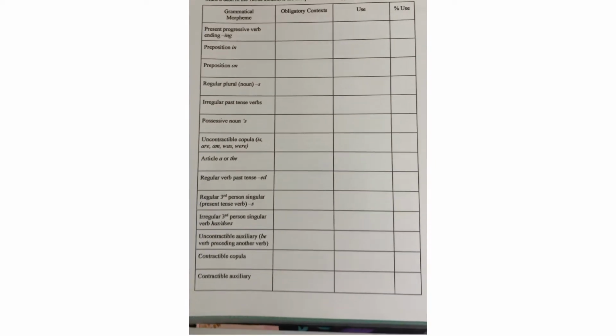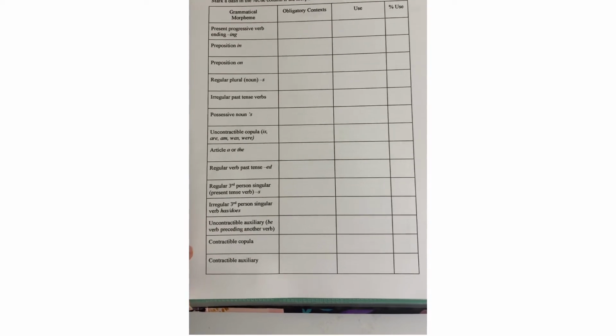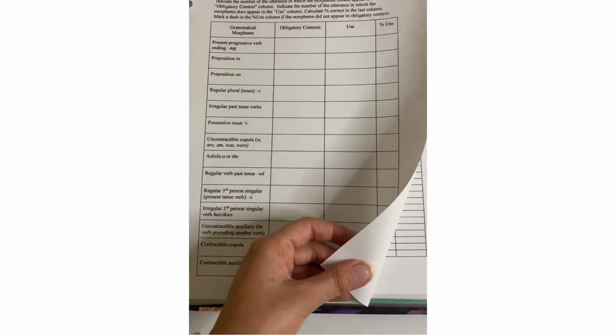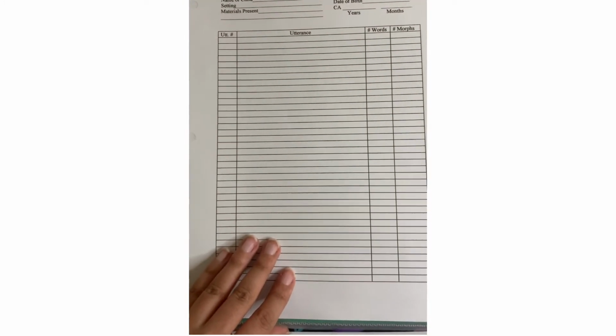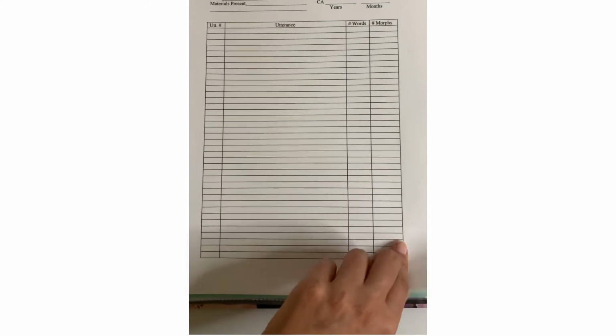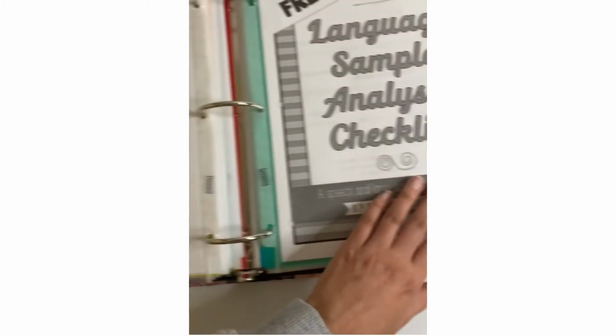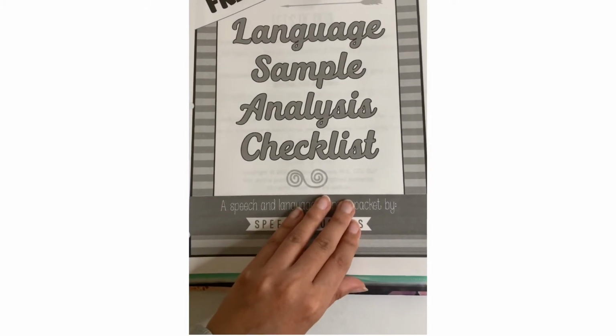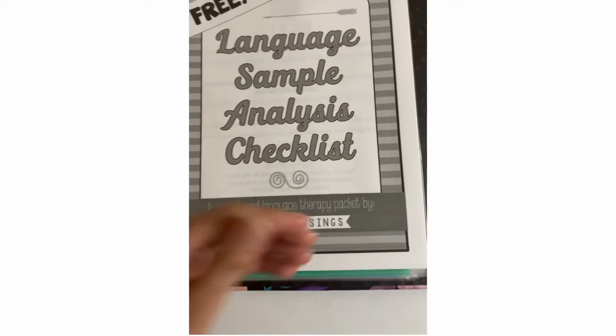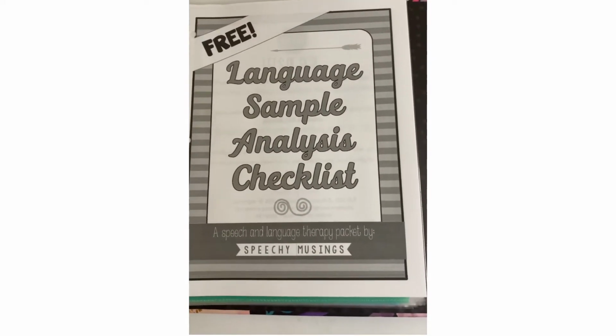I got this handout from Brock. It's the grammatical morpheme analysis. Great for clinic. As well as this document, a handout from Brock. It's a template for the utterances, words, and morphemes to count. And calculate. And here is a free language sample analysis checklist. Oh, it's from Teachers Pay Teachers.